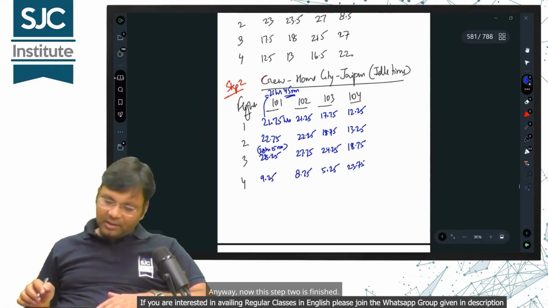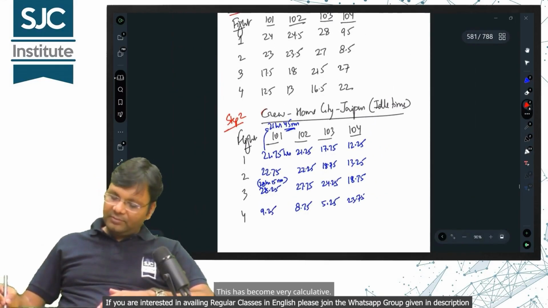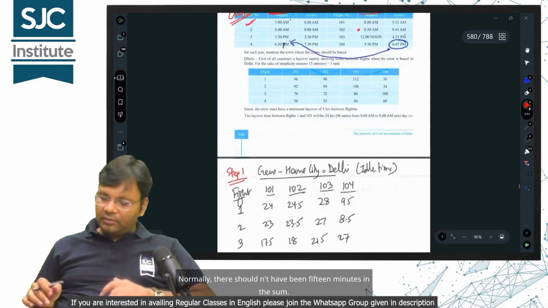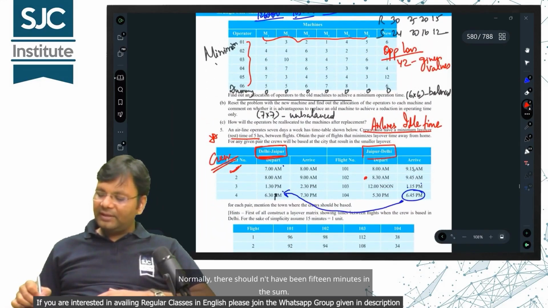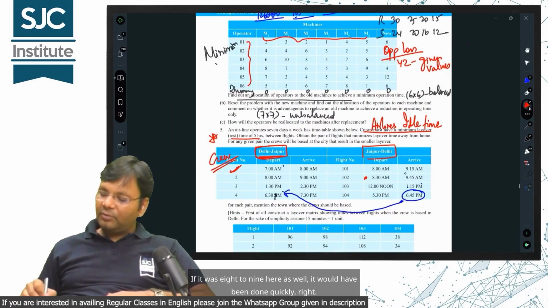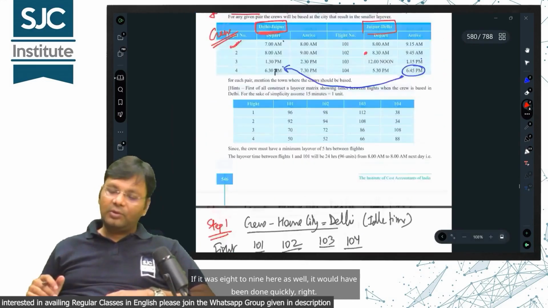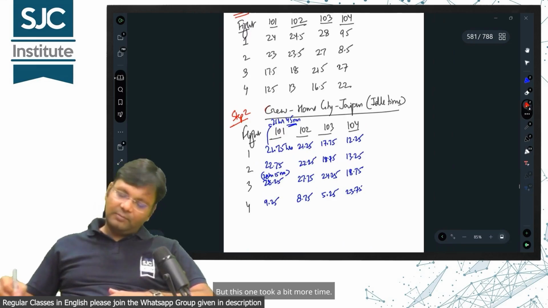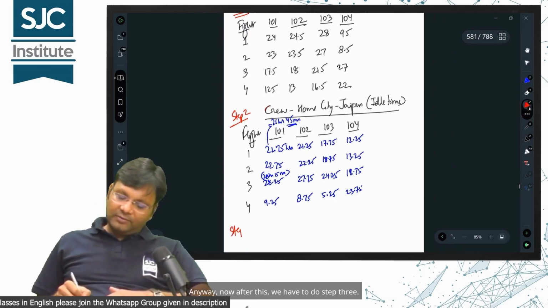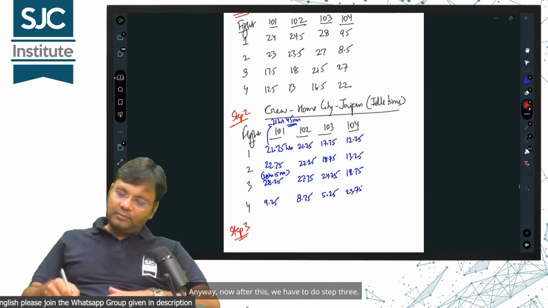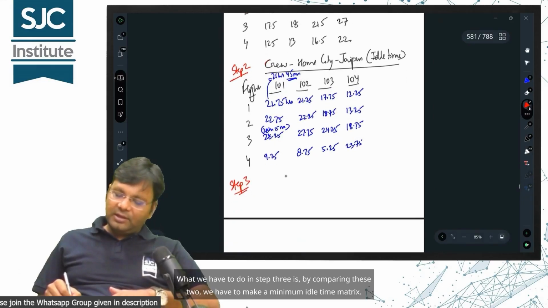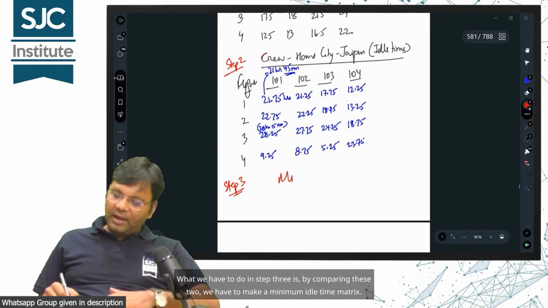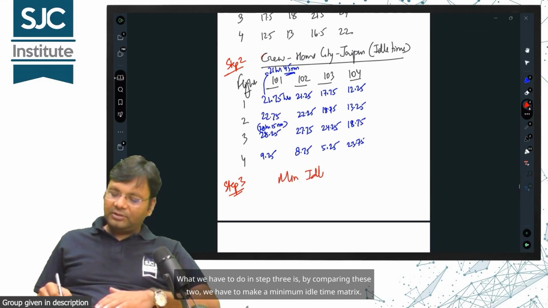Anyway, now this step 2 is finished. This has become very calculative. Normally, there shouldn't have been 15 minutes in the sum. If it was 8 to 9 here as well, it would have been done quickly, right? But this one took a bit more time. Anyway, now after this, we have to do step 3. What we have to do in step 3 is, by comparing these two, we have to make a minimum idle time matrix.